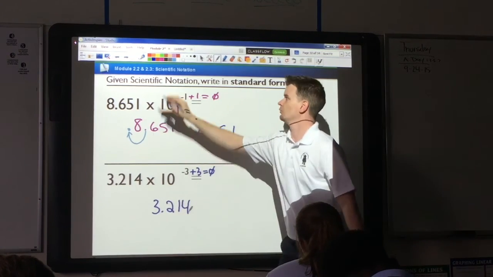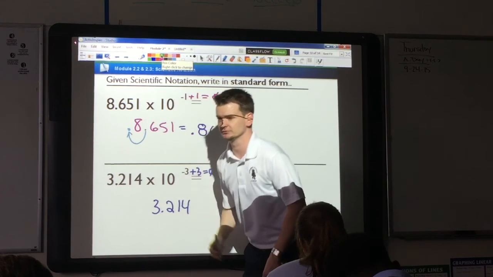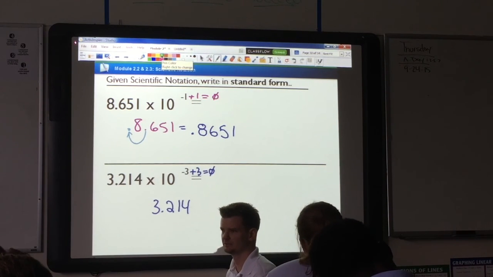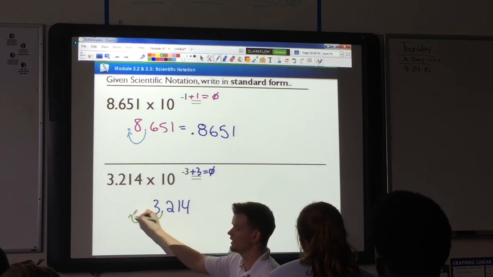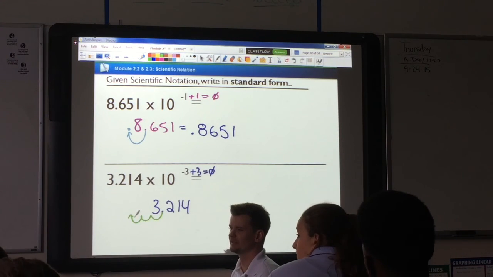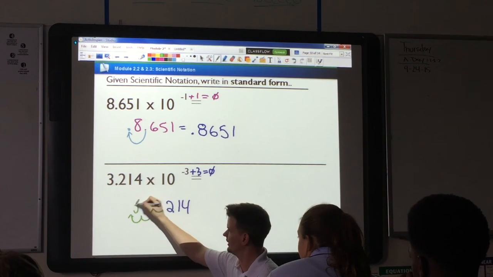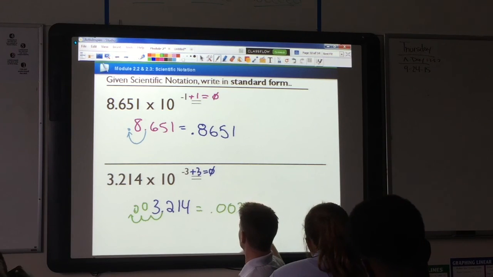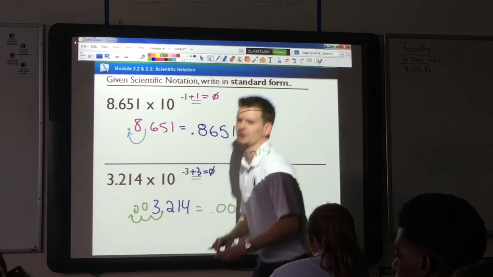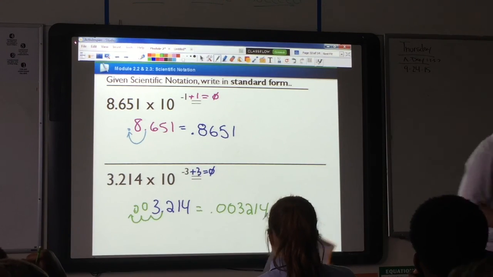And which way are you moving the decimal? To the left. How many times? 3 times. 1, 2, 3. What goes in the gap? Zeros. 1, 2, and we can write this out as 0.003214. That was so simple. Good. Marissa, good job.